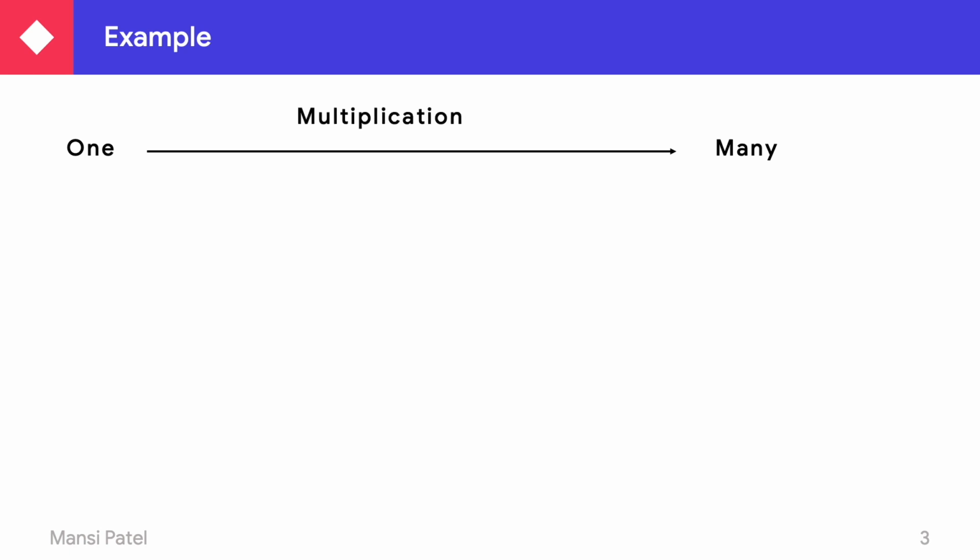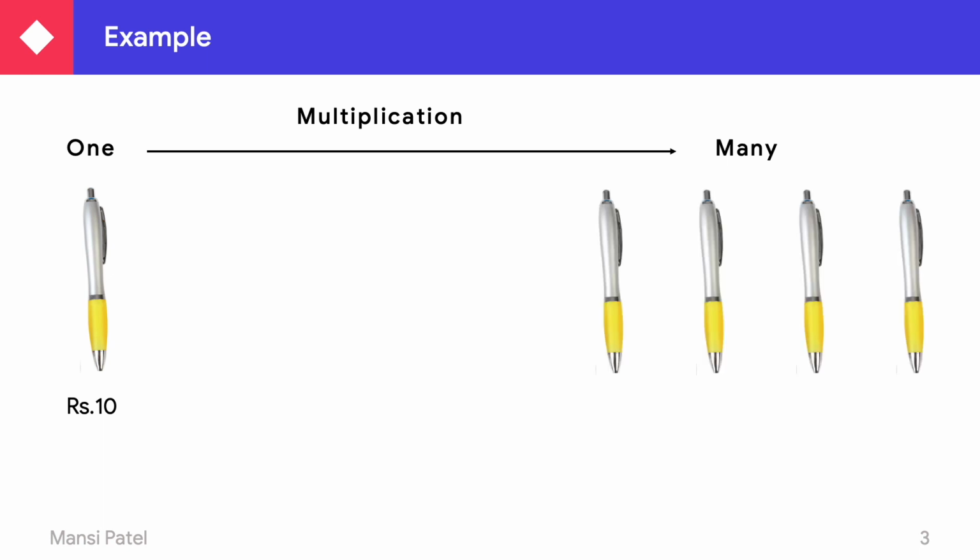Here, the price of one thing is given, and you have to find out the price of many things. As you know, when we have to find out the cost of many things from one thing, we have to do multiplication. So see, here I am giving one ball pen to you, and the cost of that pen is rupees 10. From this, you have to find out the cost of 4 ball pens.